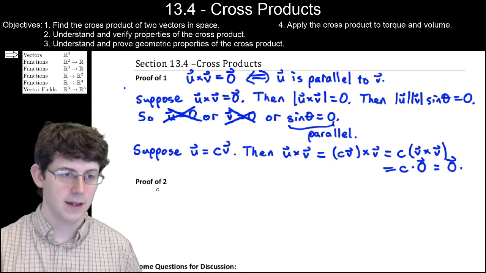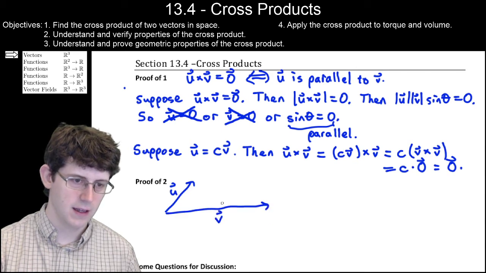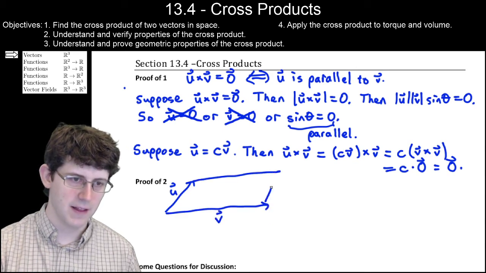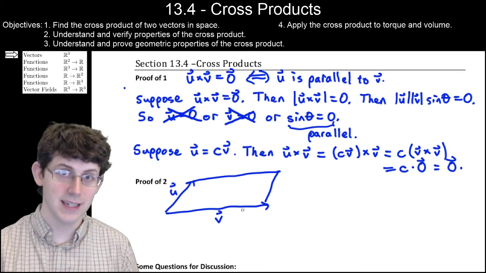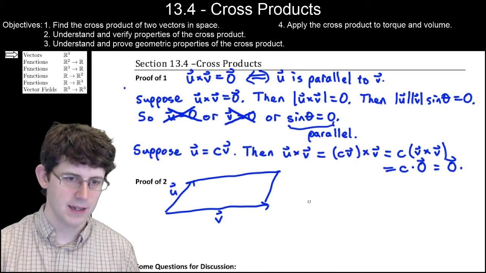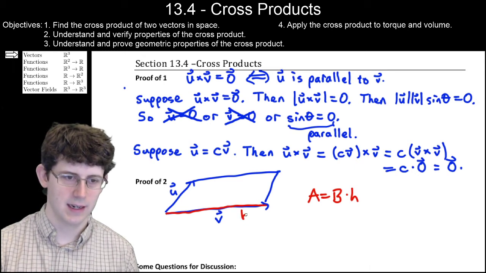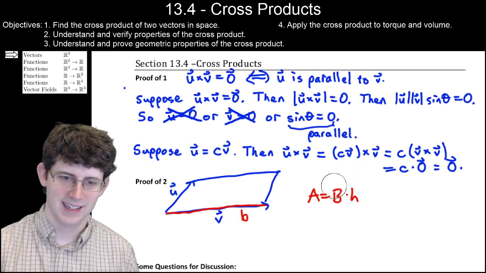For the second one, let's just draw that picture that I had before. I have U, and I have V, and I have a parallelogram made out of them. And we're trying to find the area of this parallelogram. Well, the area of a parallelogram is its base times its height. I don't know why I made the base a capital letter. Let's fix it.